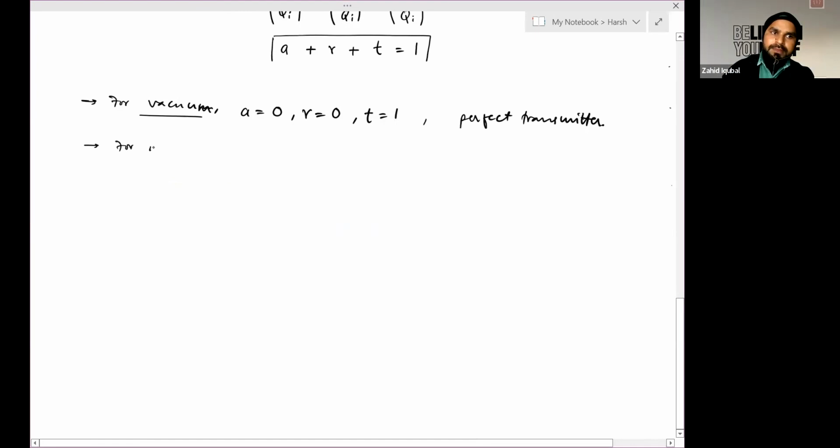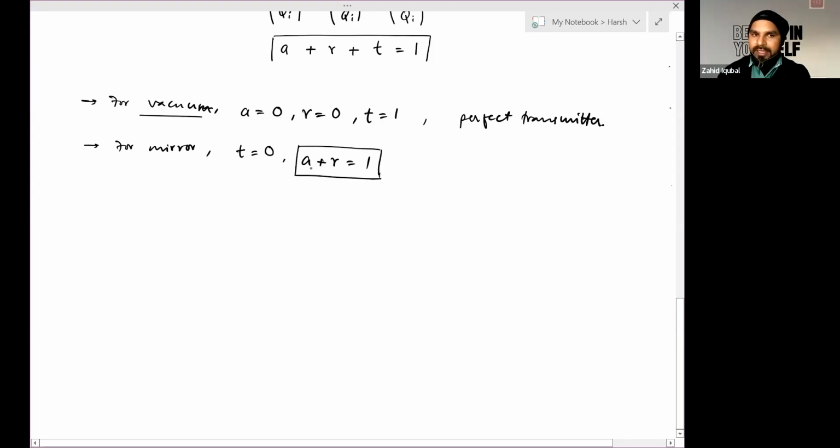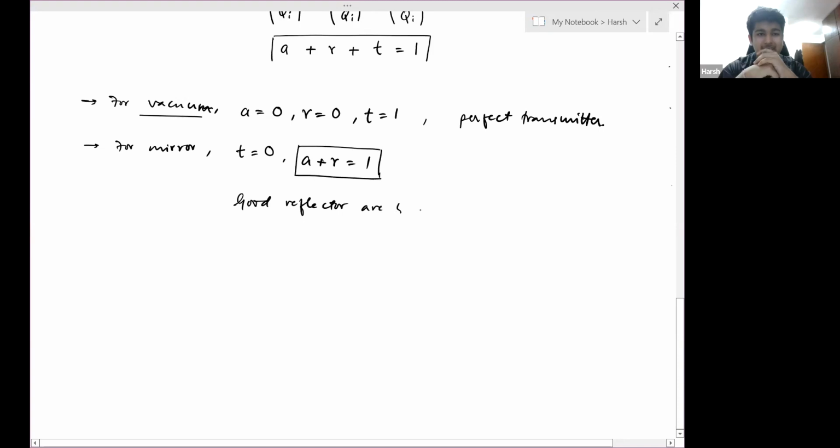Next, in case of a mirror, the transmittance will be 0, so you are left with A plus R equals 1. For a mirror there will be lesser ability to absorb and more ability to reflect. So we can say it is a good reflector and a poor absorber.